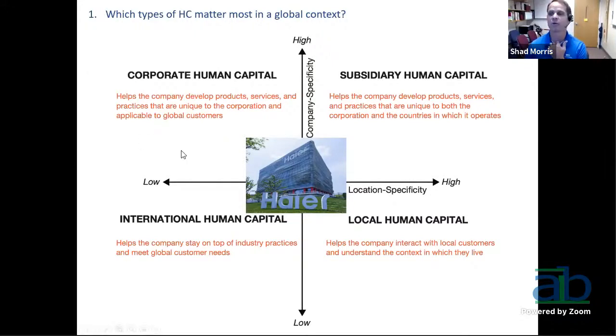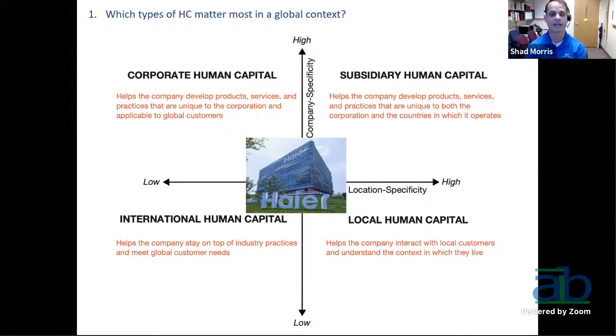The last category, of course, is international human capital. It's often overlooked because it's low in company specificity. It's also low in location specificity. This characteristic makes a person's international human capital highly portable between organizations and the key to keeping ahead in global industries. International human capital includes knowledge of global best practices, global industry standards, international trade laws, modular systems and processes, cross-border industry networks, and other experiences, for example.